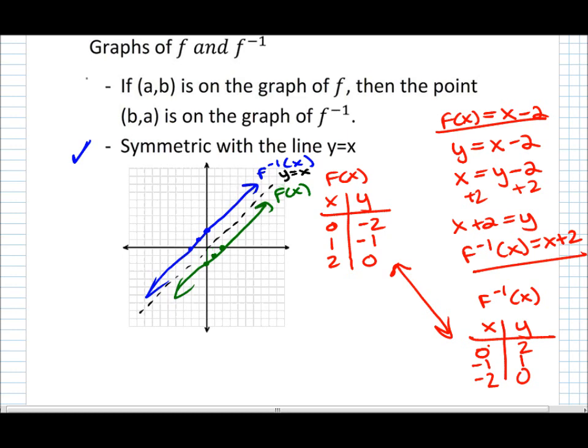So these are two things that the graphs of a function and its inverse will have. The x's and y's will be switched for the points, and the lines will be symmetric with the line y equals x.